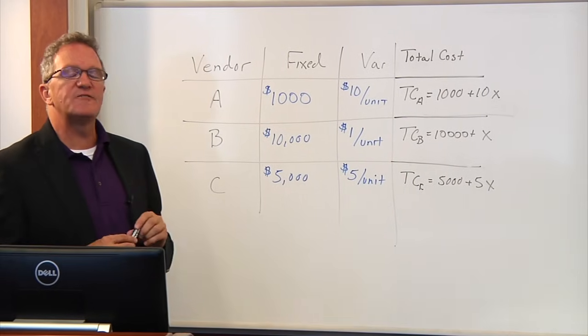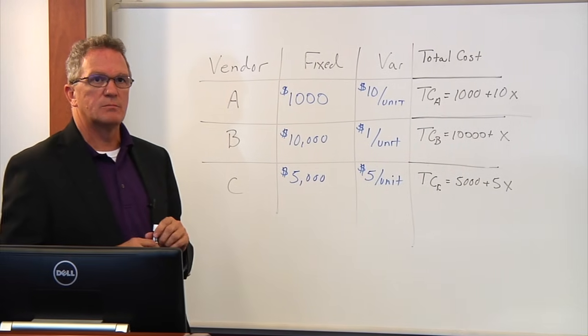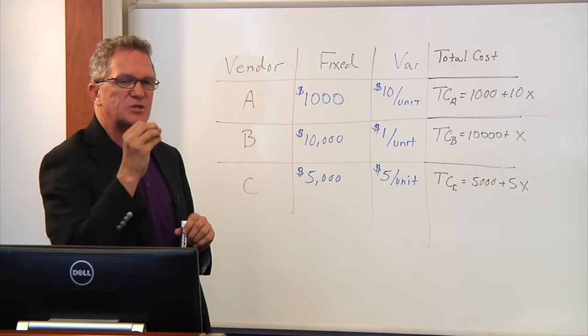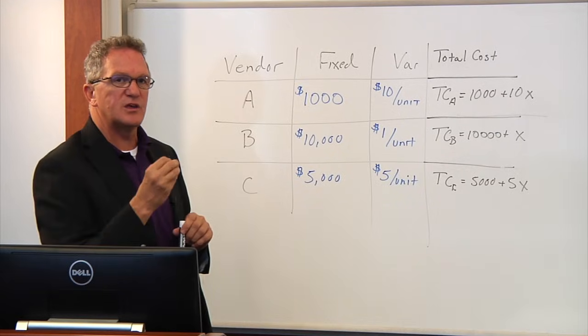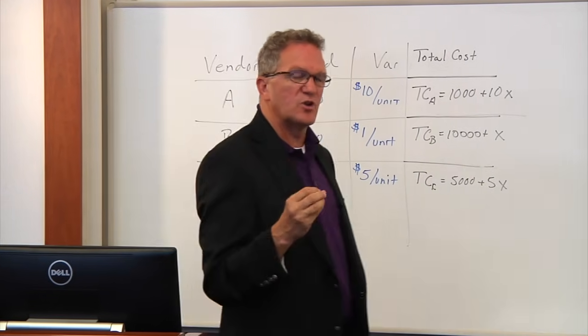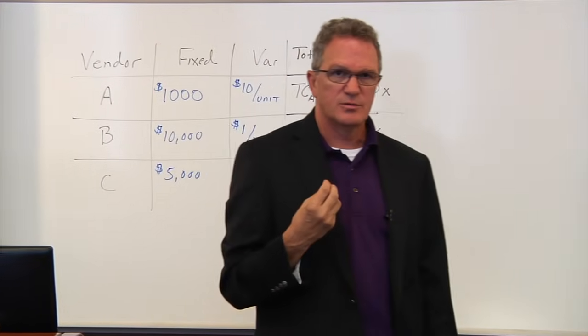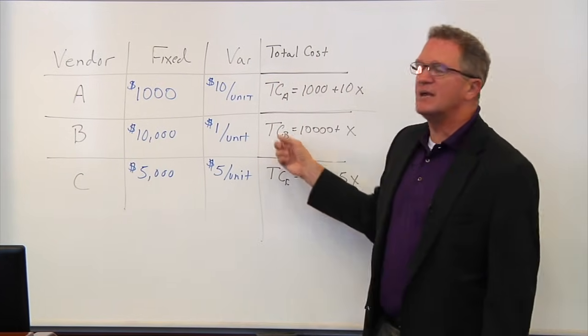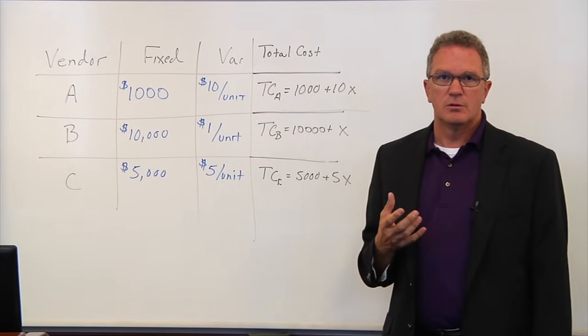Once we do this, we need to find out where the indifference points are. The indifference points, again, are where we are indifferent as to whether we choose vendors A, B, B, C, or AC. Now, you can only have indifference points between two options. Don't try to figure out where total cost of A, B, and C are all equal.